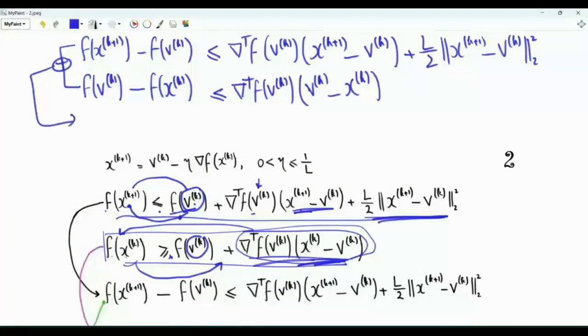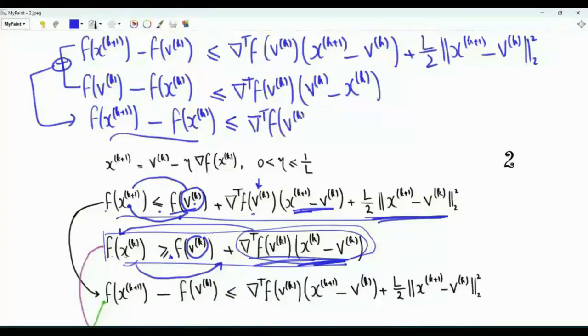Add these two inequalities, we get f of x of k plus 1 minus f of x of k. This left-hand side is upper bounded by the inner product of the gradient vector evaluated at v of k and x of k plus 1 minus x of k. We also have this term here.